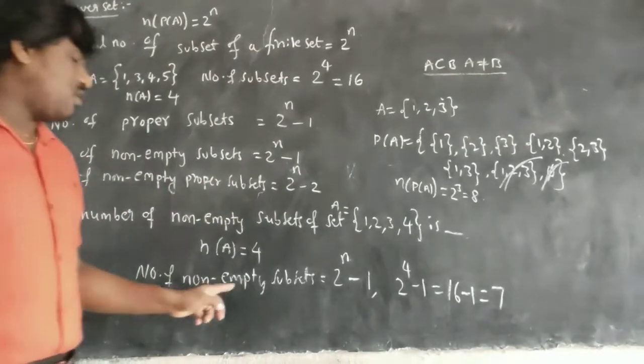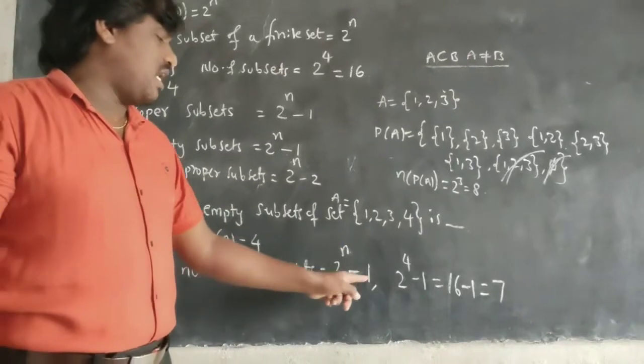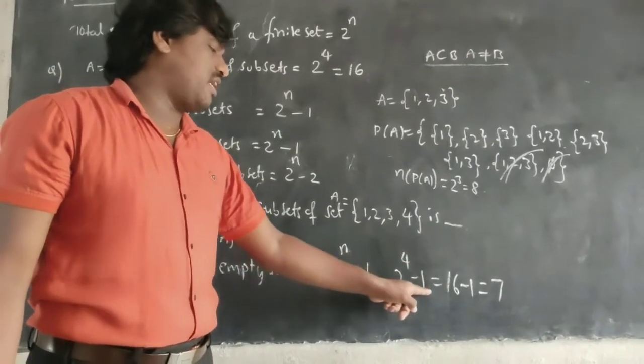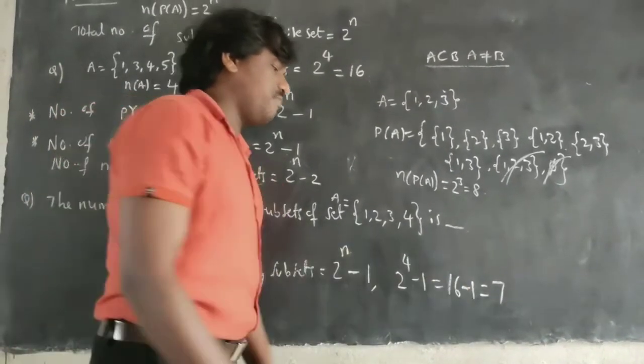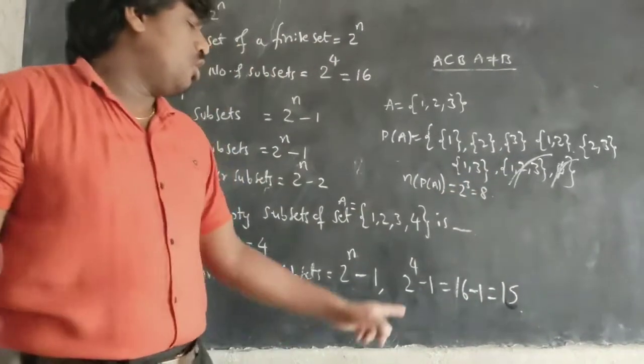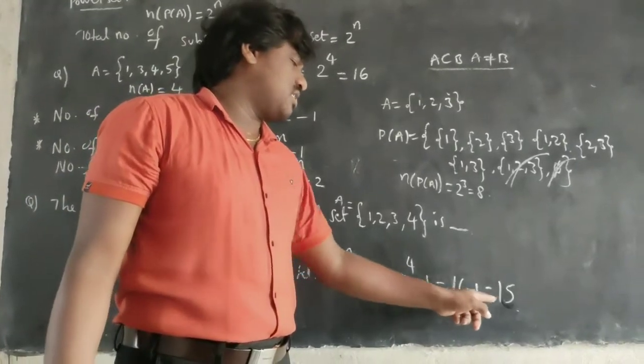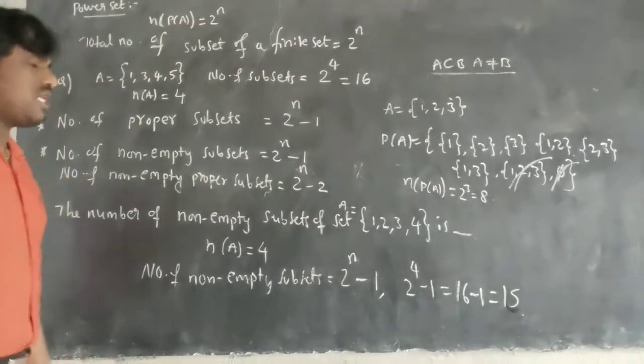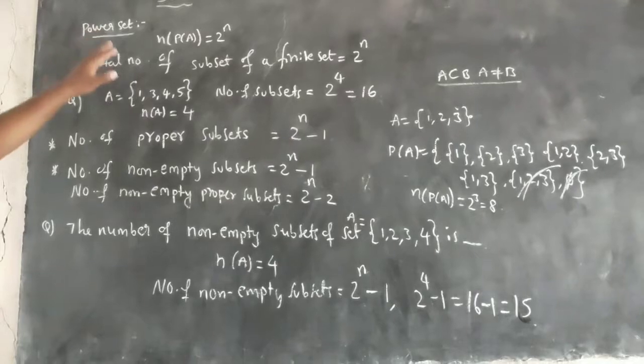So the number of non-empty subsets is 2 power n minus 1, that is 2 power 4 minus 1, 16 minus 1, that is equal to 15. So the answer is 15. So this is the way we will do it.